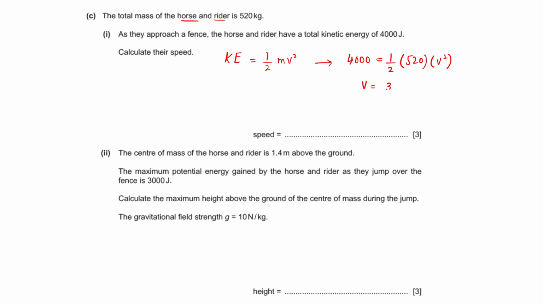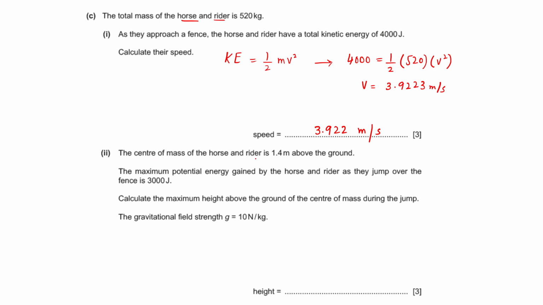So eventually we get 3.9223 meters per second. So our speed, we can write 3.922. Again, units are very important, meters per second. This. Similarly, the center of mass, the next part, question number C, part 2.